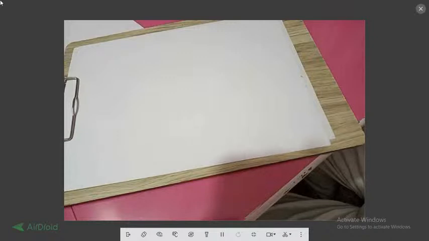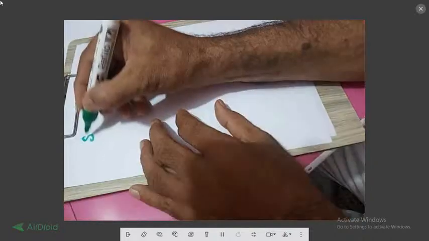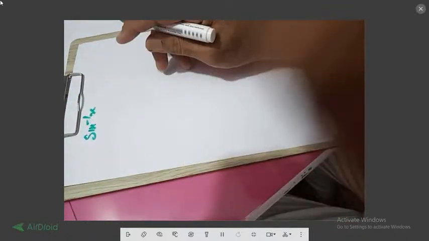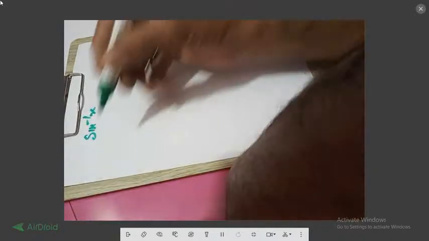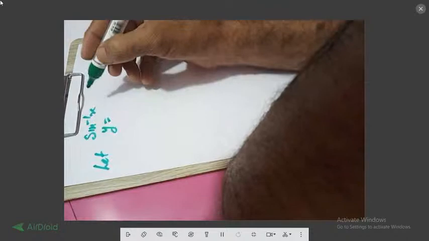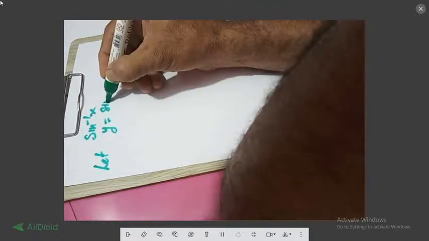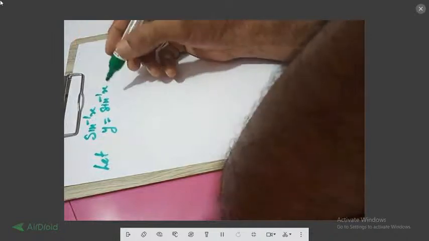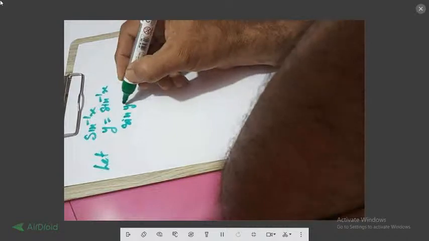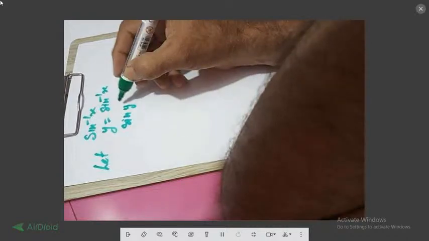Today we will discuss the differentiation of inverse functions of trigonometric functions. First of all, we take sine inverse x. Find the derivative of sine inverse x. Let y is equal to sine inverse x, then sine y is equal to x.